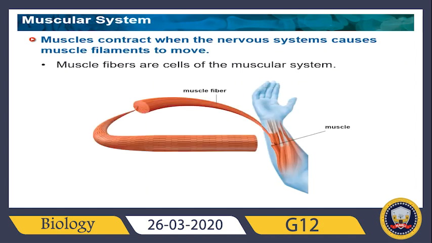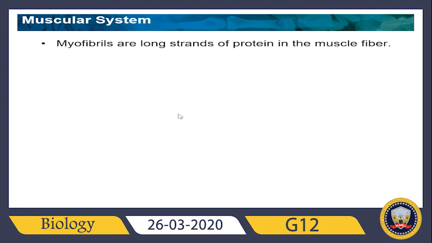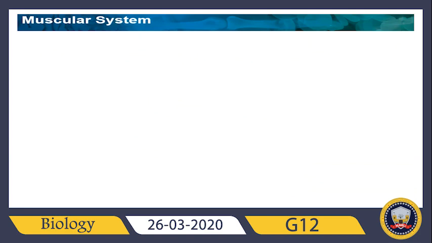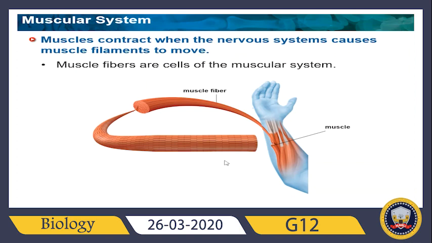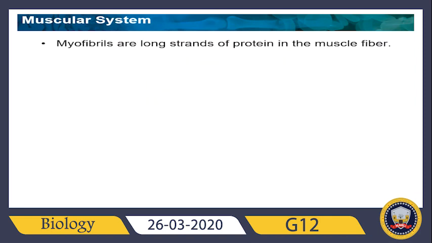Okay? This is the muscle. So if we zoom into the muscle, we will see the muscle fiber. Okay. So the myofibril is the basic unit of the muscle. So this is the muscle. We zoom in, we find muscle fiber. We zoom in here, we will find something called myofibril.